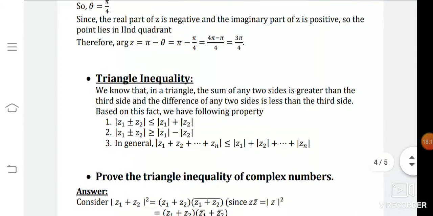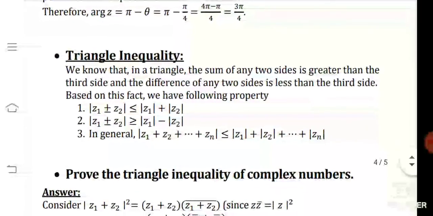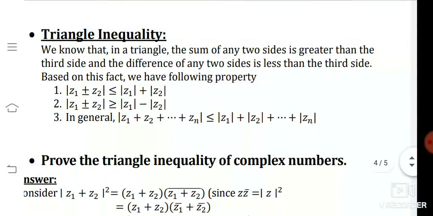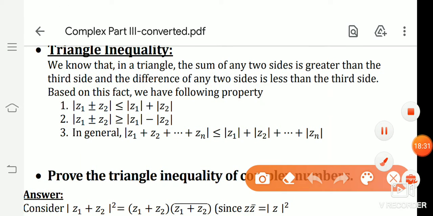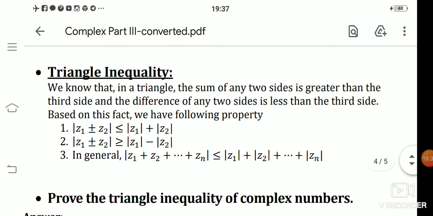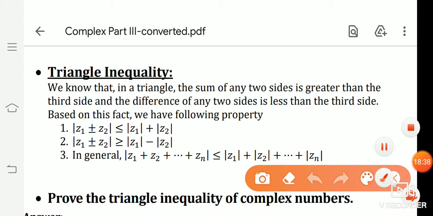Now one more thing, triangular inequality. This is not in the CBSE syllabus, but from the entrance point of view, this is very much important. So what is triangular inequality? We have to know first. So basically we know that in a triangle there are 3 sides, and we also know that the sum of any 2 sides of a triangle is always greater than the third side, and the difference of any 2 sides of a triangle is always less than the third side.